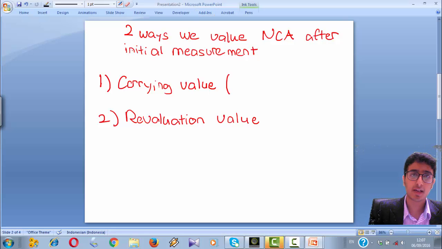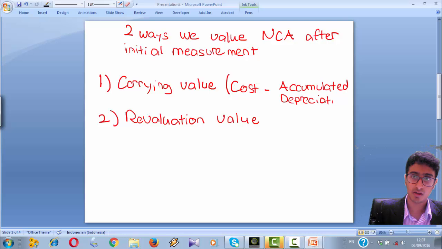Some of you might still remember carrying value is cost minus accumulated depreciation. You might be wondering, what is accumulated depreciation? Accumulated depreciation is simply the depreciation from previous years combined. Supposing, if last year I had a depreciation of 5,000, this year I have a depreciation of 5,000. That means my accumulated depreciation is 10,000. The second one is what we call revaluation value. I will first explain in the following slide carrying value.